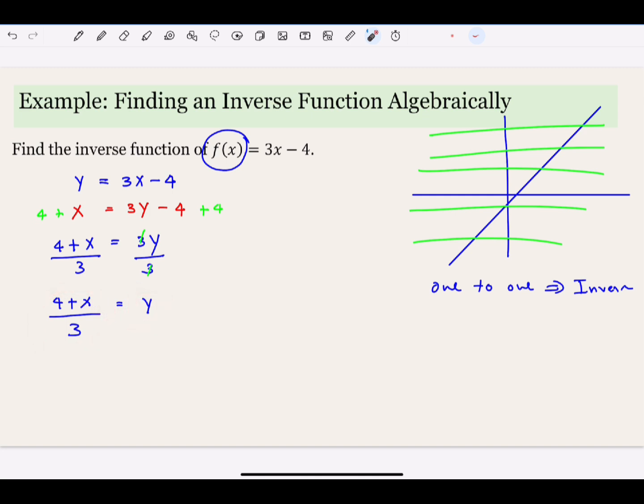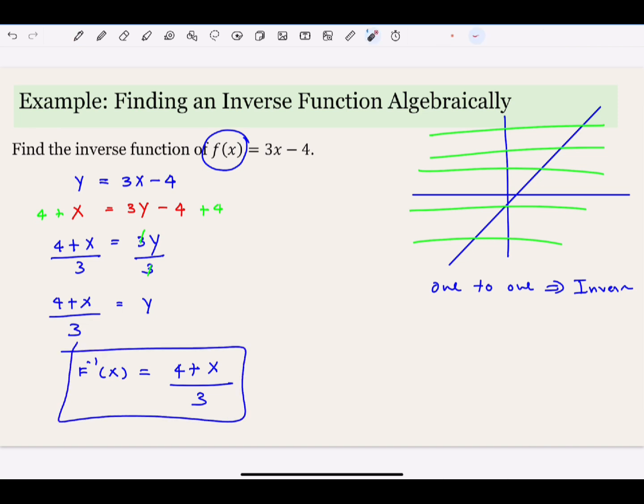Now you can replace y by f inverse, and then you can write the inverse function like this. This function will give you the inverse of f of x.